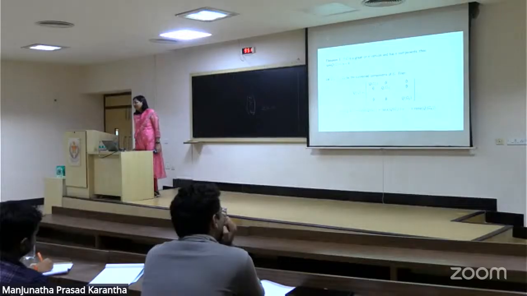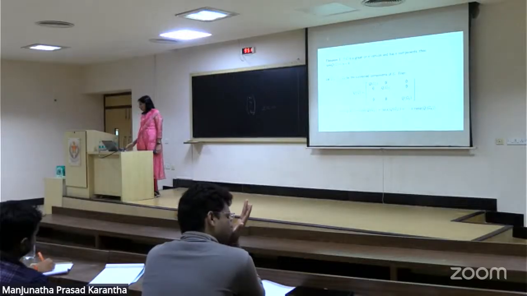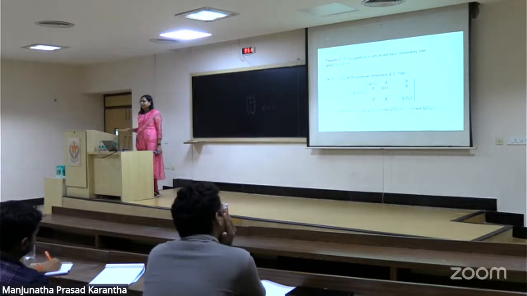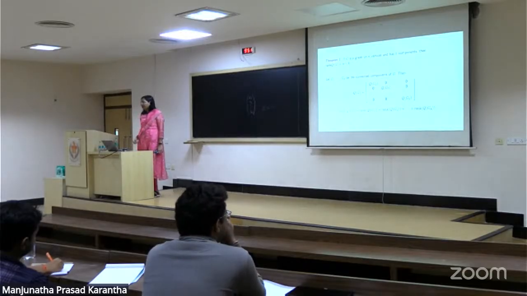Because if the graph is disconnected, we can express Q using block-wise corresponding components. Then your rank is the sum of the ranks, and for each one it will be this one. So totally you will get your n minus k.